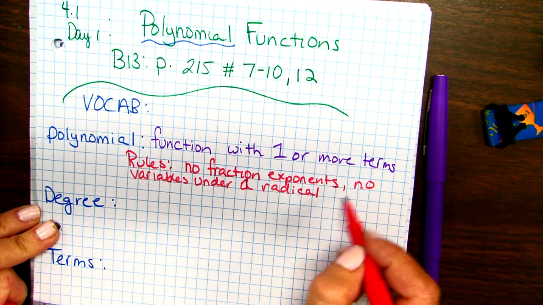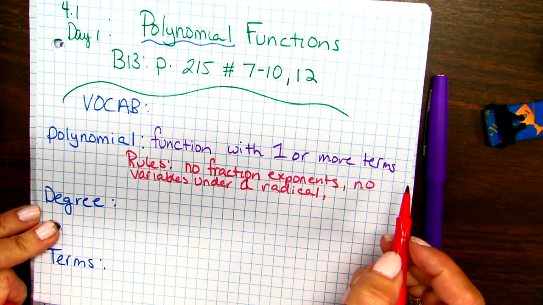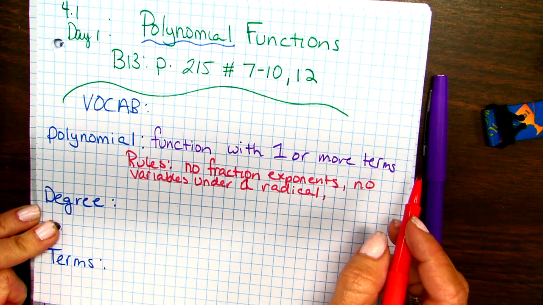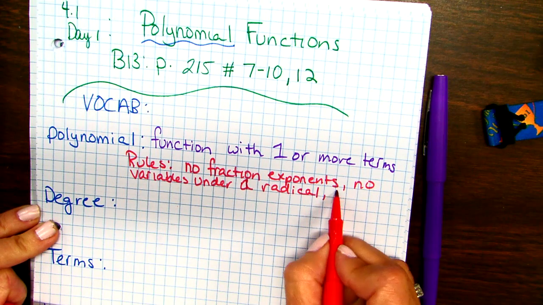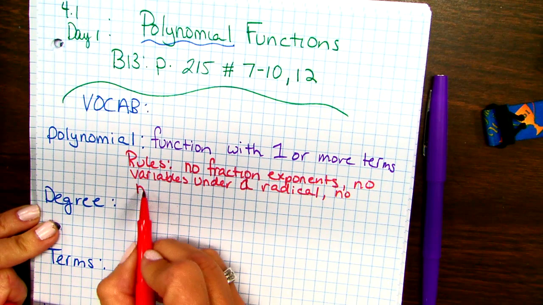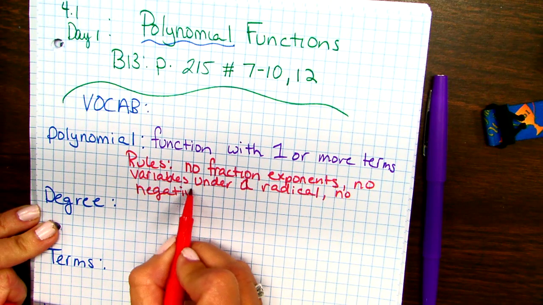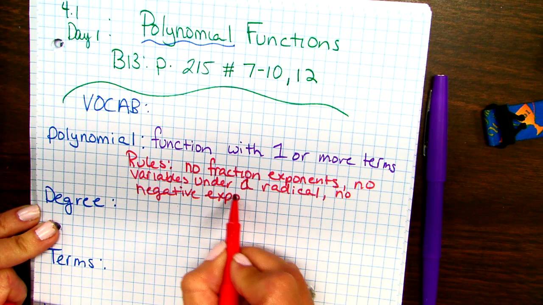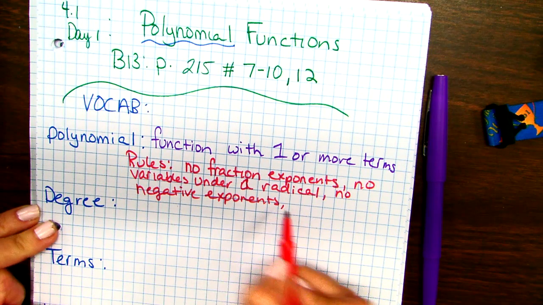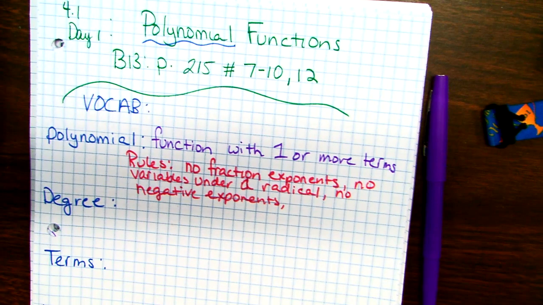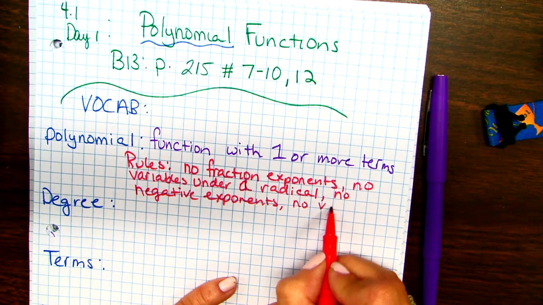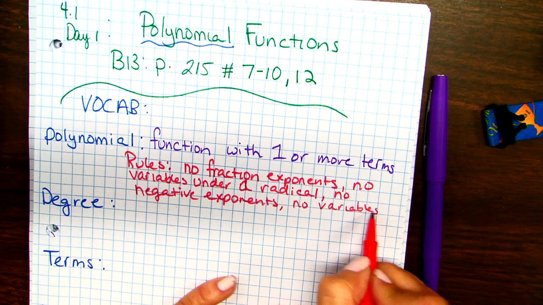I don't know if I like that definition. No negative exponents. And I'm going to show you an example of each of these. And one more. No variables in the denominator.